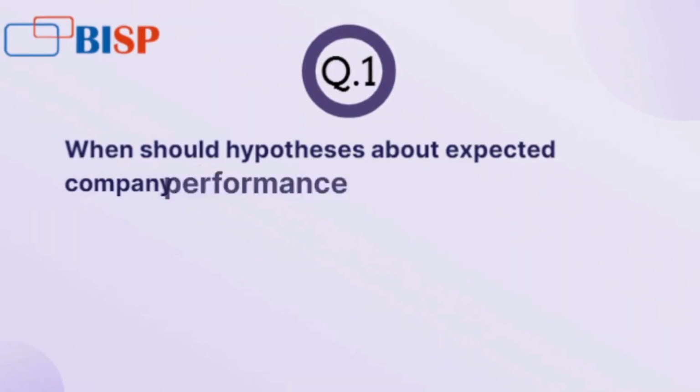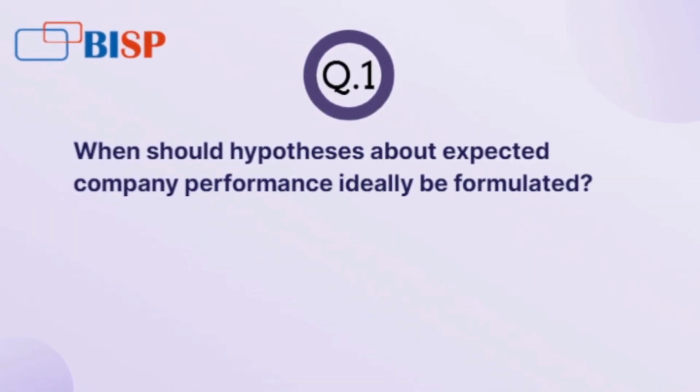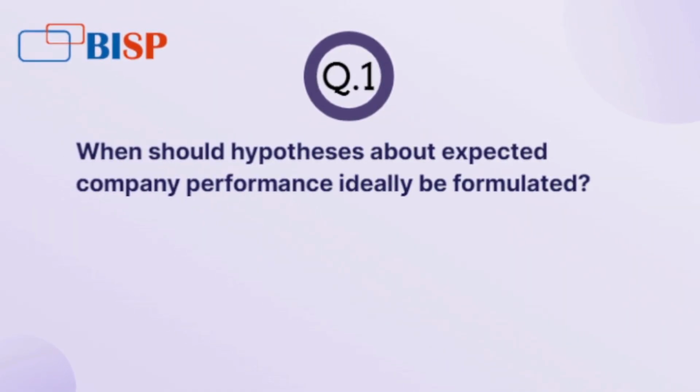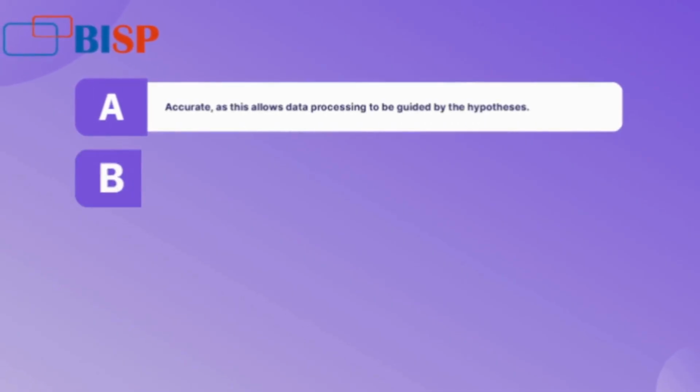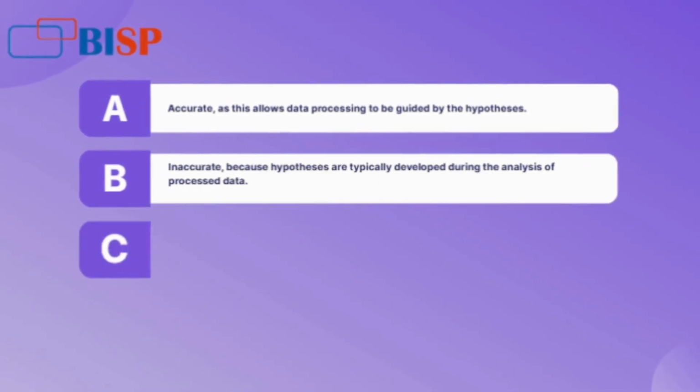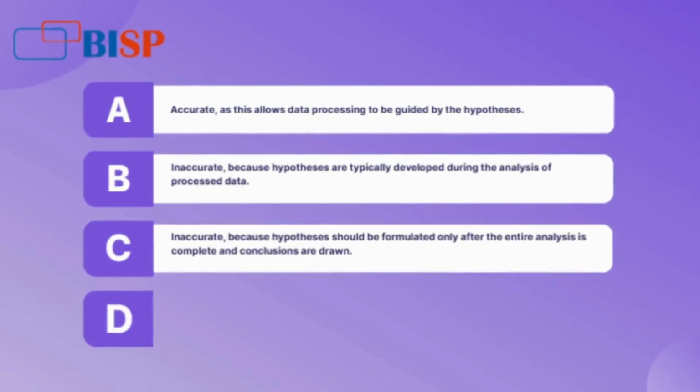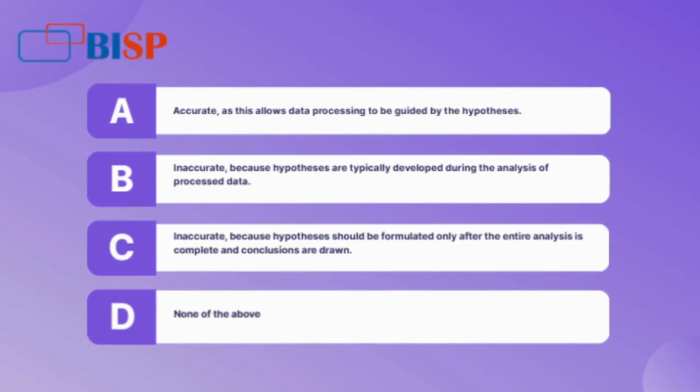When should hypotheses about expected company performance ideally be formulated? A. Accurate, as this allows data processing to be guided by the hypotheses. B. Inaccurate, because hypotheses are typically developed during the analysis of processed data. C. Inaccurate, because hypotheses should be formulated only after the entire analysis is complete and conclusions are drawn. D. None of the above.